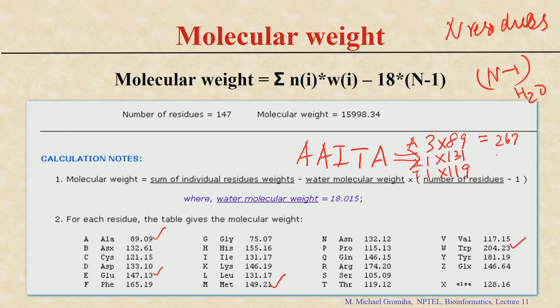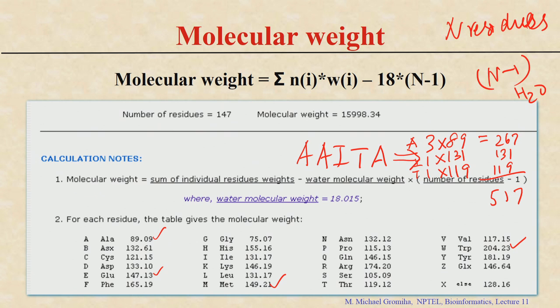So, this equals 267, 131, 119. So, total will be 517, right. So, this is the molecular weight?